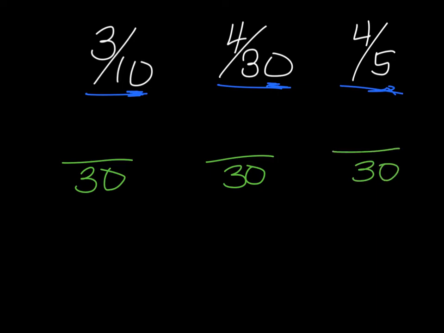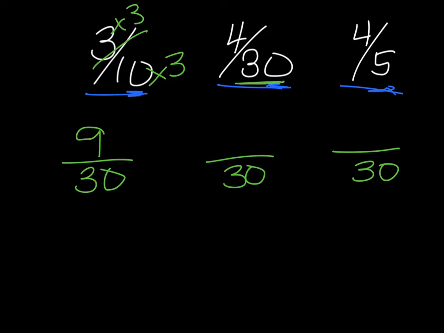All right, now this is when we need to know our multiplication. We need to say 10 times what number gives us 30? Think to yourself, 10 times what number gives you 30? If you said 3, you are correct. Because I multiply the denominator by 3, I have to multiply the numerator by 3. And we know that 3 times 3 is 9. So our new fraction is 9/30.